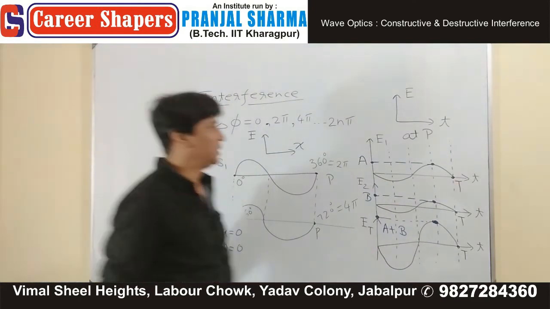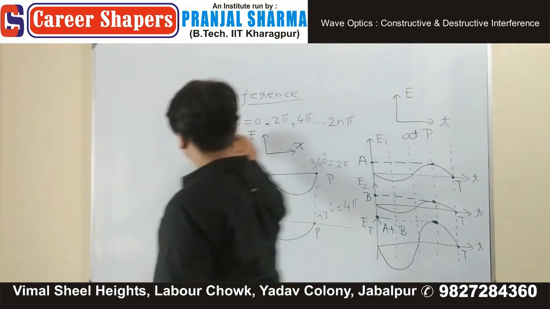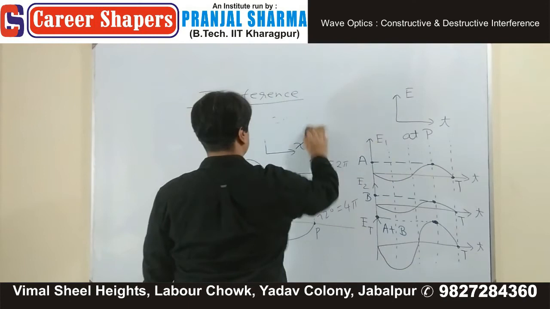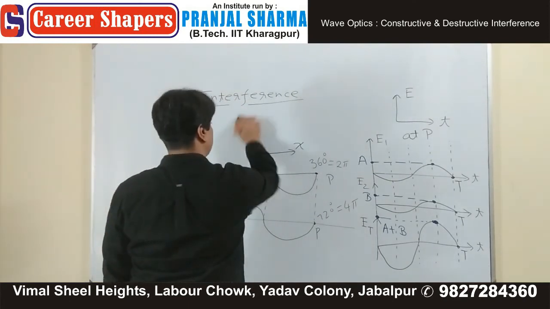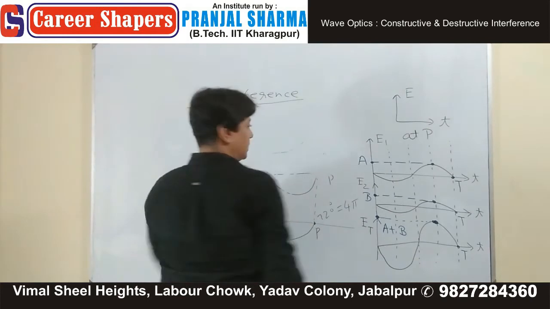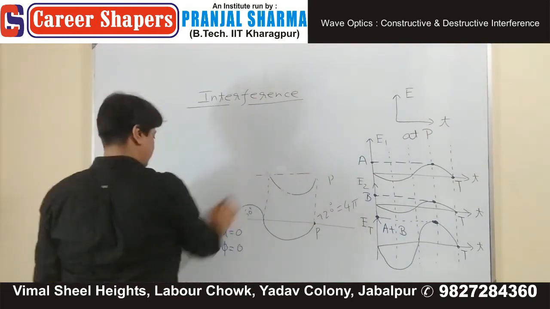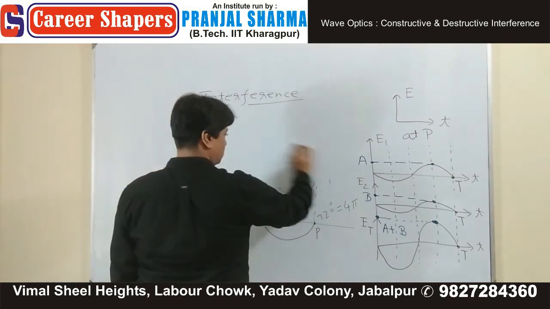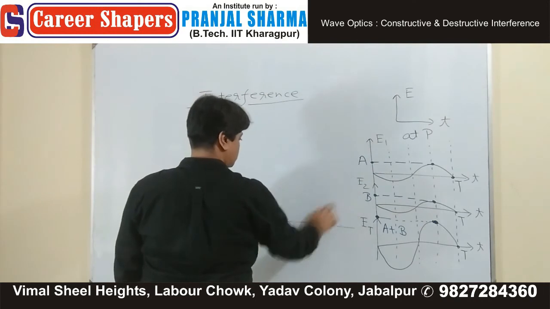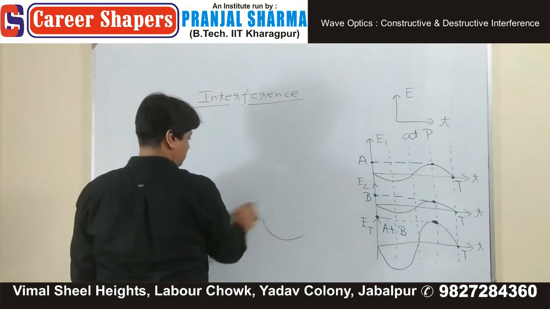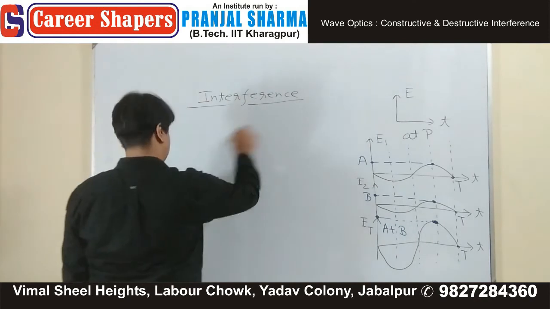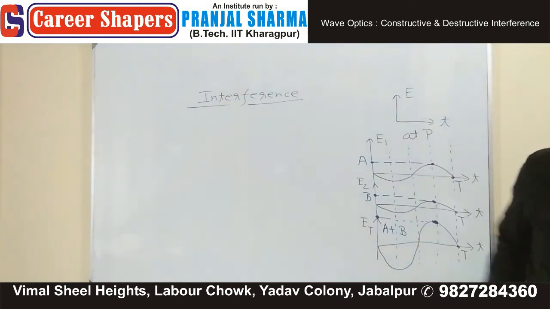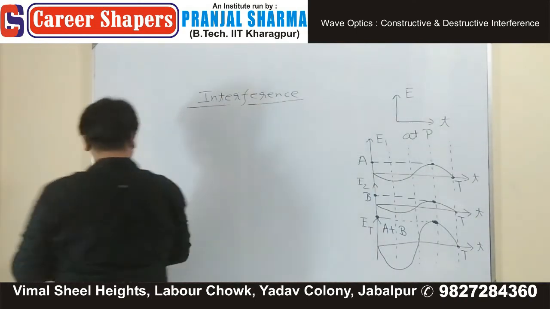Let's see how many of you will answer this. If intensity due to source 1 is I1 and intensity due to source 2 is I2, then what is I total in this particular situation? For constructive interference, if intensity due to source 1 is I1 and due to source 2 it is I2, then what is the total intensity of the resultant wave?